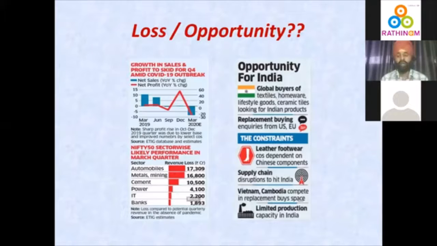Now, buying requirements are already moving into India since the last 1 month or so. People are planning for the next year. People are planning for the next season, winter coming up. They're expecting a harsh winter.